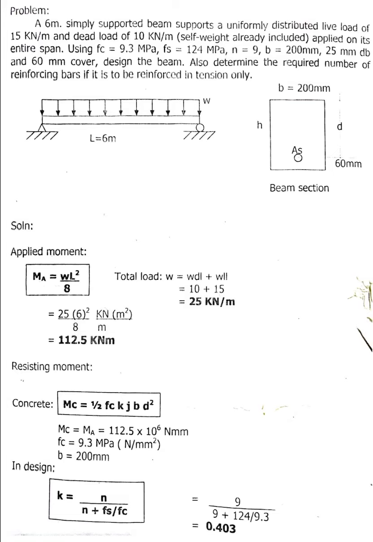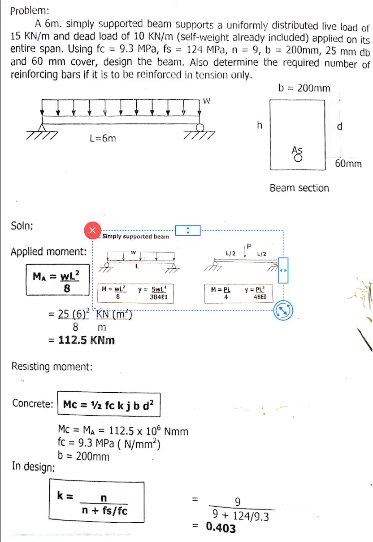Okay, so for the solution, by the way, for the beam, you have a 6-meter simply supported beam. You have a hinge and a roller support, and then you have the distributed load W. So for the distributed load W, you are given a live load and a dead load. Okay, so to solve for the total W, we have the distributed load due to live load and dead load. For the dead load, that is 10. For the live load, that is 15.